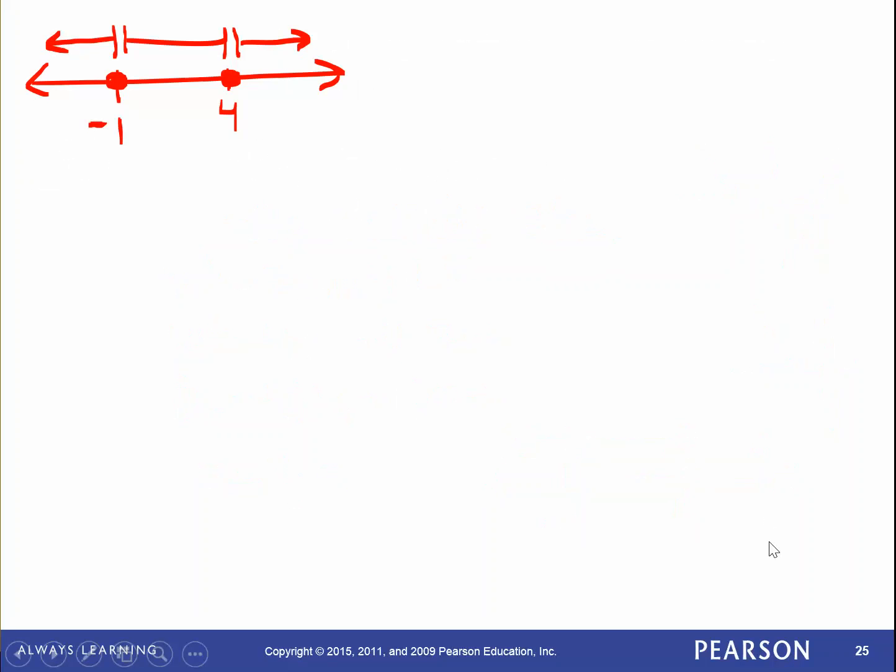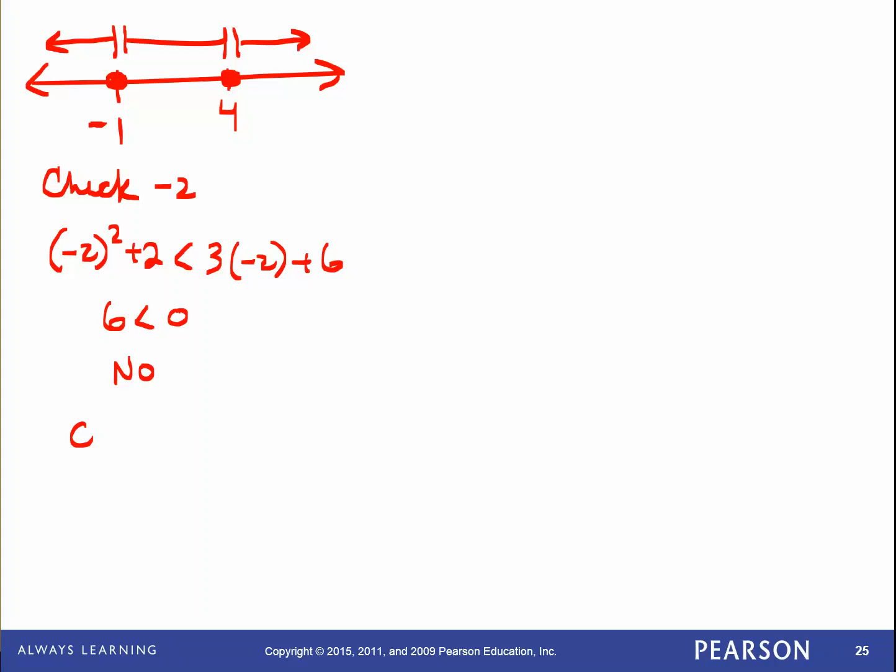So let's go with checking this out here. I'm going to re-graph it real quick. So this one, and this one. We got 3 things to check. So give me a number a little bit less than negative 1. Negative 2. Look at that. I'll go with that. I'm going to check negative 2 against the original problem. And my question is, is it true or false? We got 6 is less than 0. That's not true.